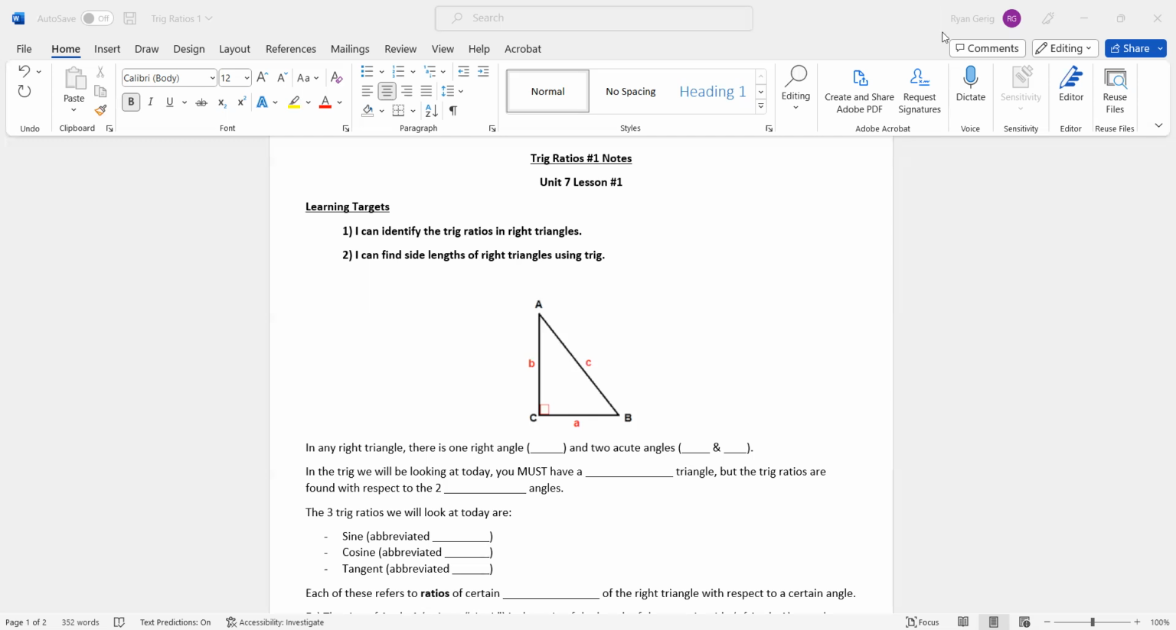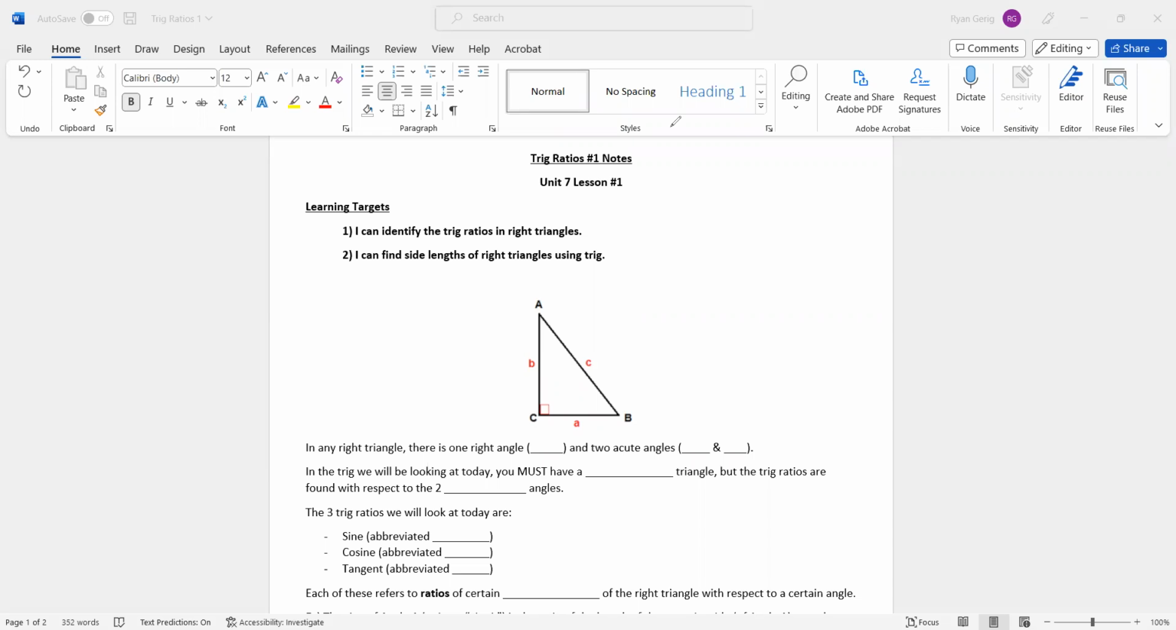The learning targets: I want you to identify the trig ratios in right triangles and find side lengths in right triangles using trig. This beginning here is probably going to confuse you a little bit, but it'll clear itself up, I promise. Maybe not in this video, but I'll get it figured out in class.